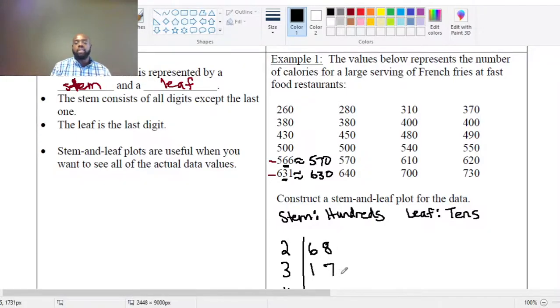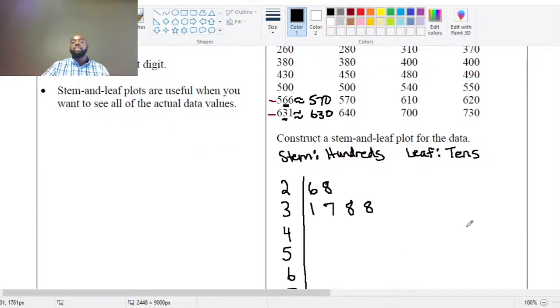370, I'm going to put a 7 there. And then I have two 380s, so I'm going to put an 8 and an 8. Those are all of my numbers in the 300s, right? Now I'm going to 400.